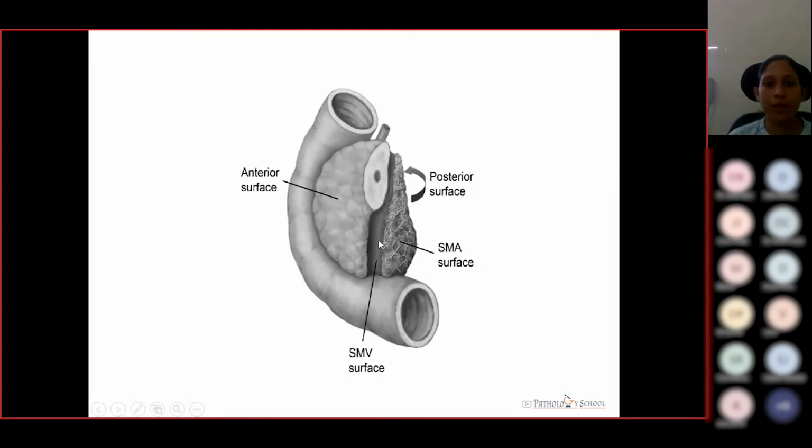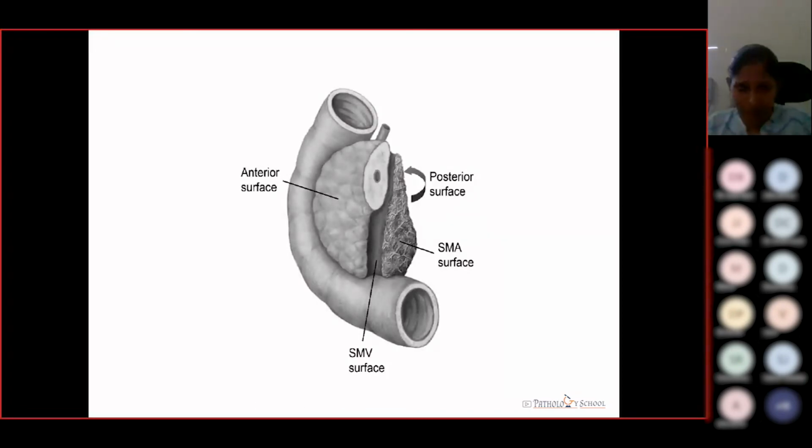So as you can see, there are 4 surfaces which you need to identify and ink. Every hospital has a protocol for inking. Mostly, you can give any codes. So we do the anterior surface as red, the retroperitoneal surface black, and the SMV and SMA surfaces blue and green.